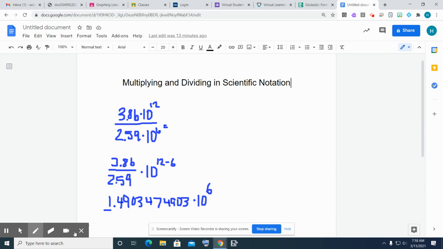Now we look, our leading digit's 1. It's one digit. It's greater than 0. It's less than 10. So our answer is already correctly written in scientific notation. We do not have to change anything.